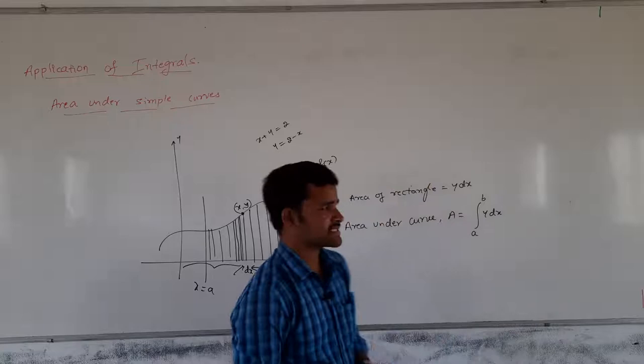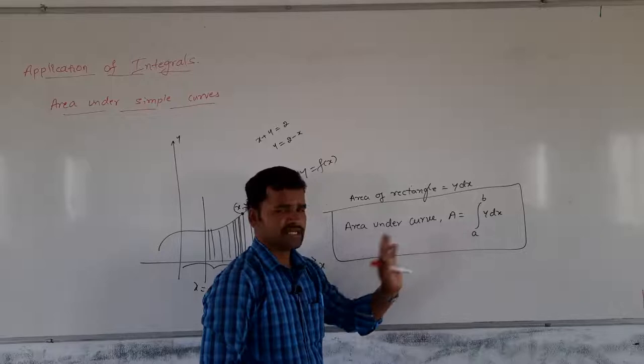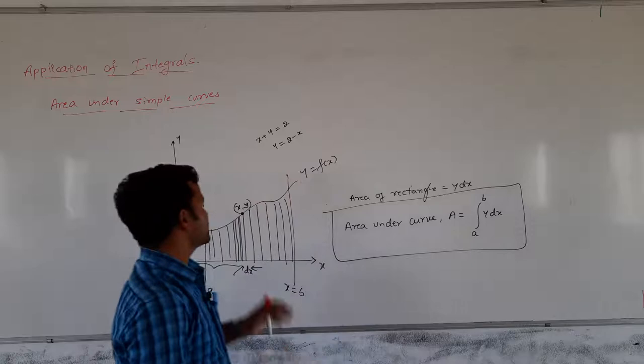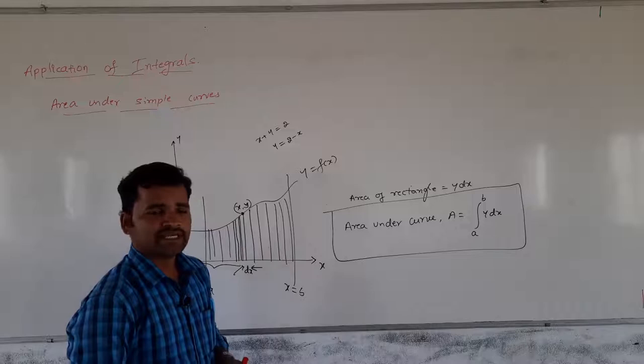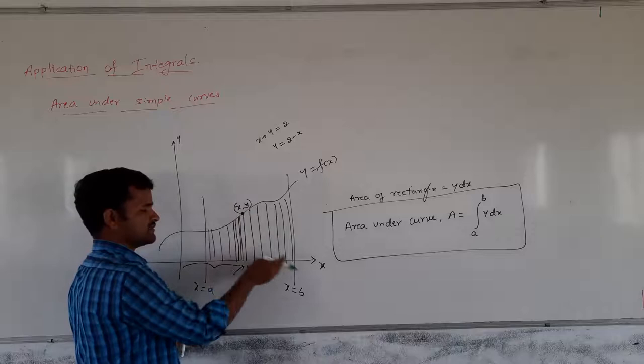Dx, in the sense, in this formula I am telling you what variables are there. A is the area under the curve, and y into dx. Y is under which curve we are finding the area bounded. Y will be taken as y is equal to a function in terms of x. And what is dx? Dx in the sense vertical strips with respect to the x axis, vertical strips we have considered. What are vertical strips and horizontal strips?